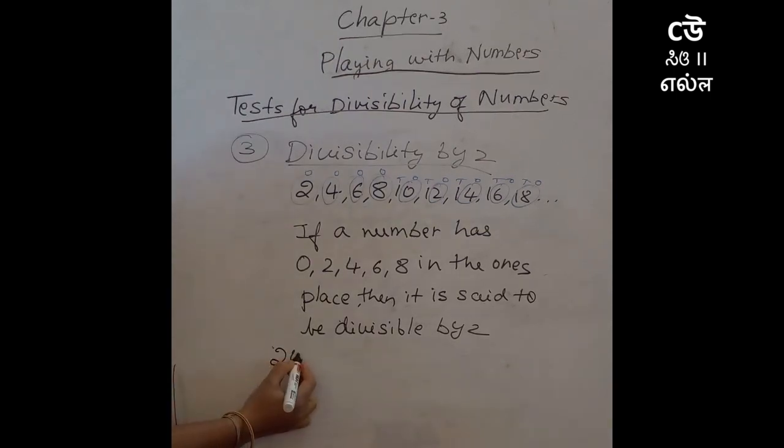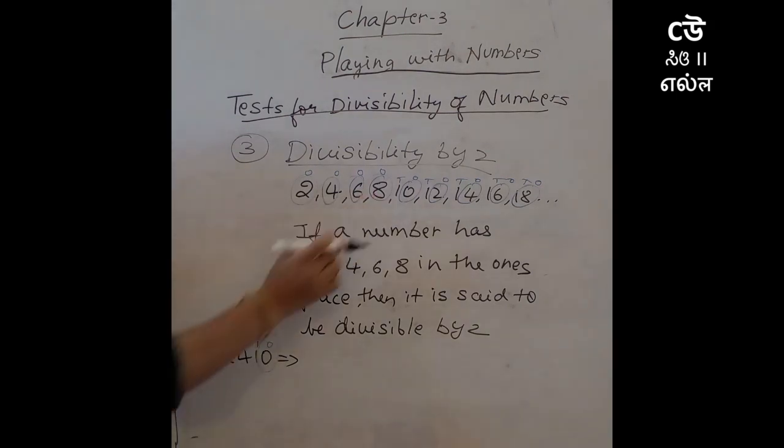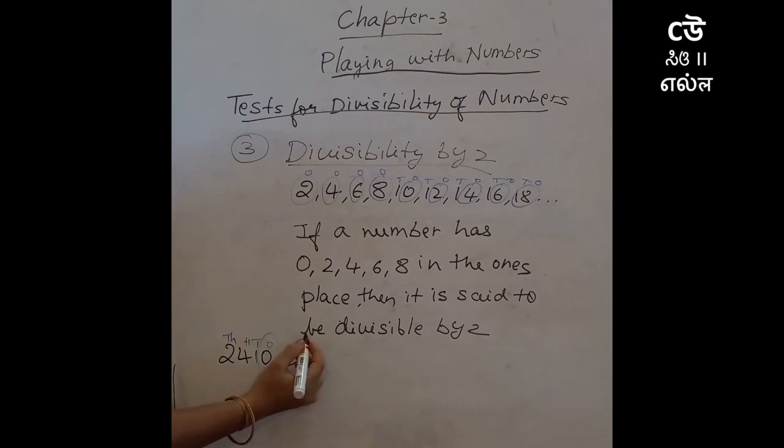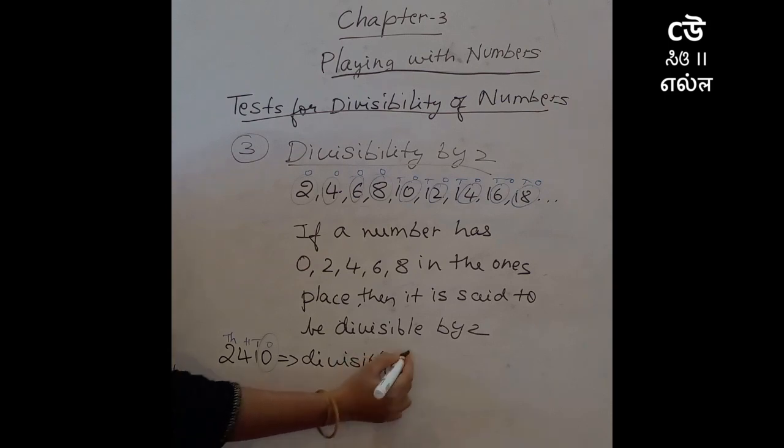2, 4, 1, 0. So 2410, here we have ones, tens, hundreds and thousands, right? Which place do you have to see? You have to see the ones place value. In the ones place you have 0. So if you have 0, what can you tell? You can tell that that number is divisible by 2.